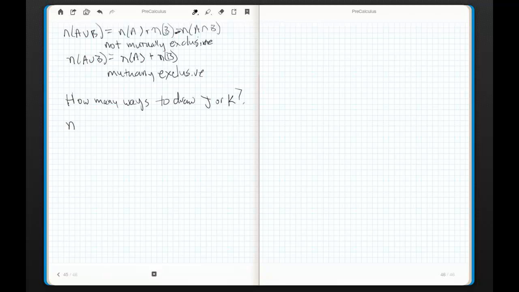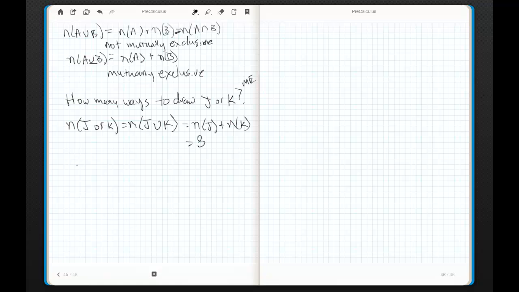So the number of ways to draw a jack or a king, notice that union, is exactly the same thing as the number of ways to draw a jack union king, because they're mutually exclusive. I'm going to refer to this as ME. Because they're mutually exclusive, it's just the number of ways to draw a jack plus the number of ways to draw a king, affectionately known as 8.